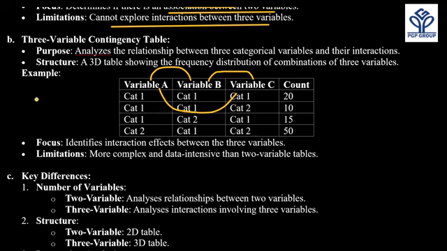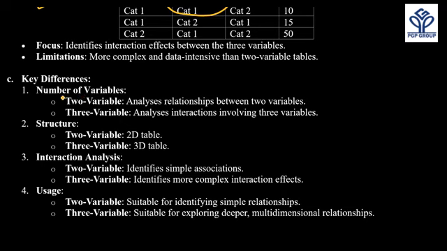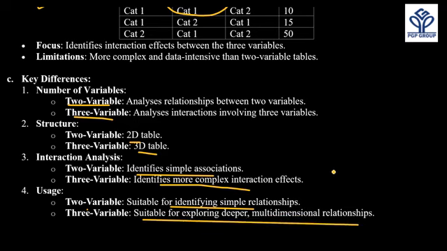Now, what are the key differences between the two variable and three variable tables? So the number of variables is the difference. Okay, these are very simple concepts. So here two variables will be available and here three variables are available. So structure: 2D table, 3D table. Interactive analysis: two variable is suitable for identifying the simple associations, but here you can identify the complex relationships. So two variable is suitable for identifying simple relationships, and this is for exploring the deeper multidimensional relationships. Okay, so this is the difference between the two variable contingency table and the three variable contingency table.